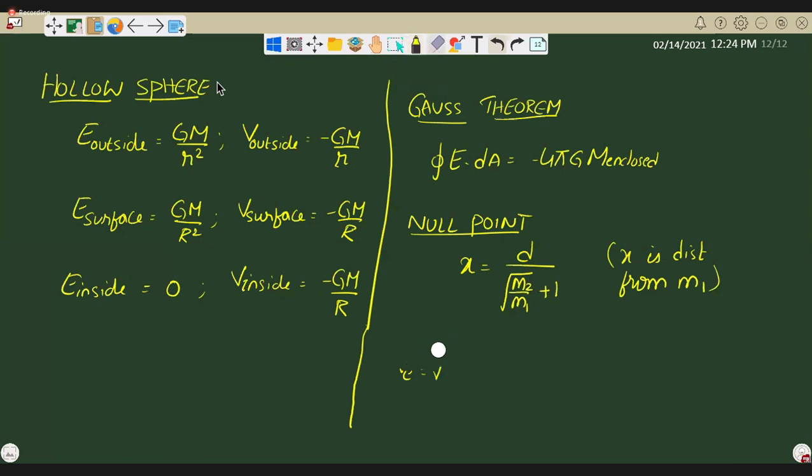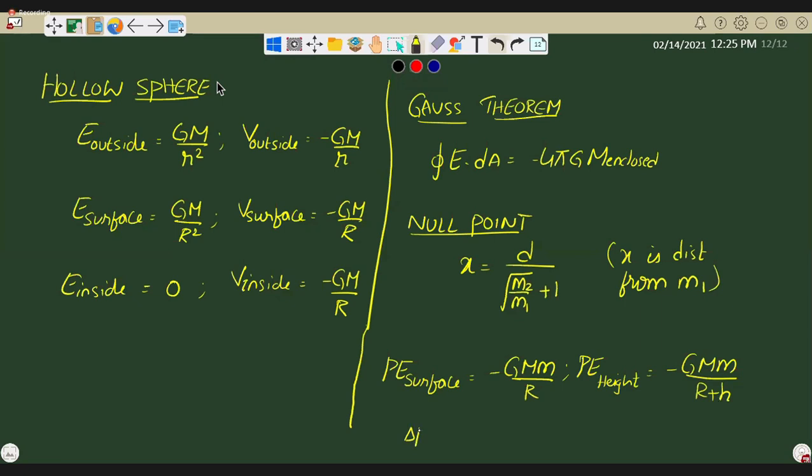Potentials we have studied, no? Potential energy on surface is minus G capital M small m by R. Potential at height is minus G capital M small m by R plus H. Delta potential energy between height and surface is G capital M small m into 1 by R minus 1 by R plus H. See, this is your final, this is your initial. Final minus initial. Understood?